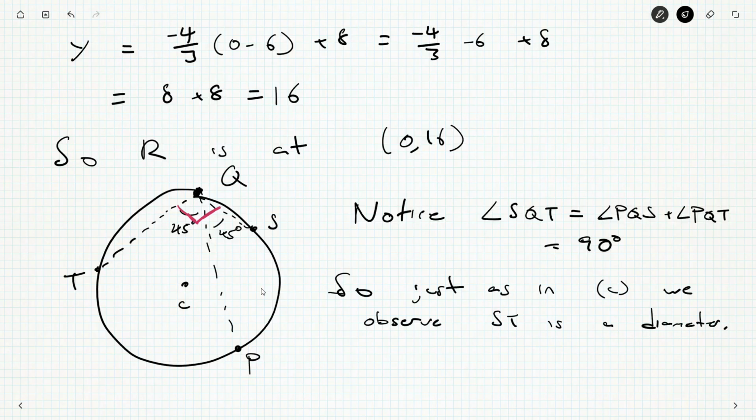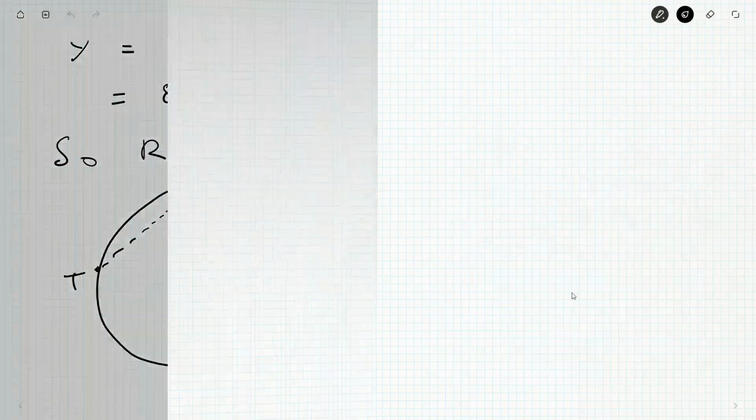So the challenge is getting that 45 degree angle. Well, C is on the line, so how about we draw the picture a little bit better? We'll draw the circle a little bit bigger, I guess.